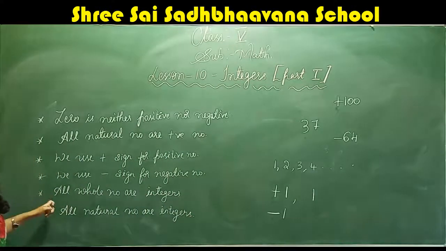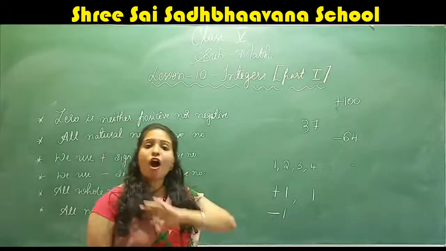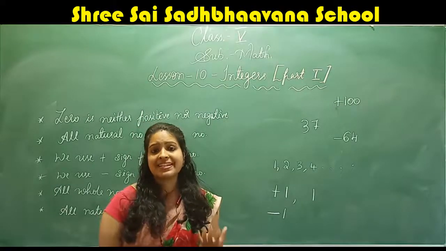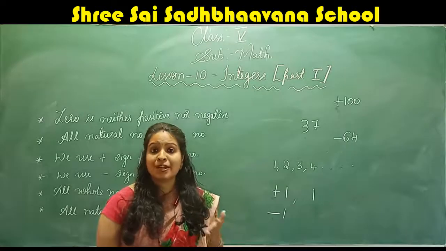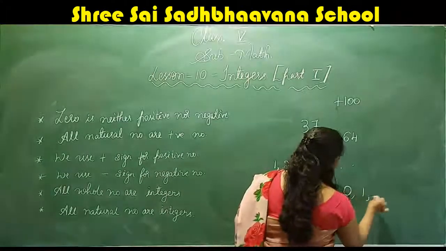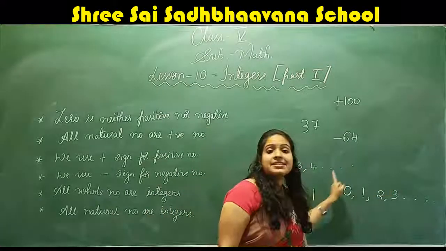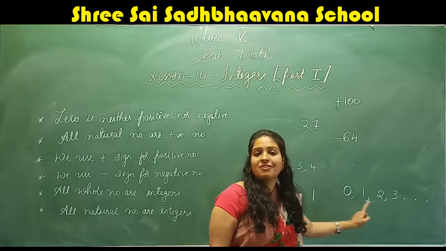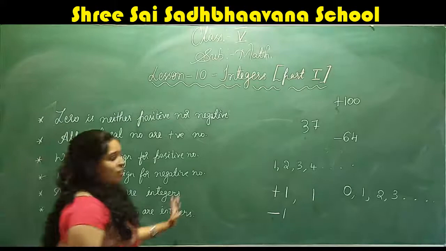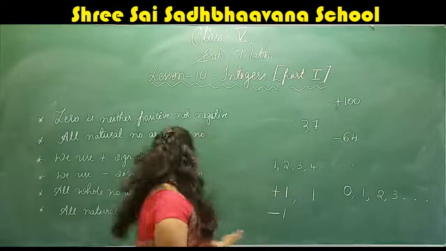Now, coming to the next point. All whole numbers are integers. So here it says that all whole numbers are integers. We know that integers, as the meaning itself says, are a set of whole numbers along with the negative ones. The whole numbers start with 0, 1, 2, 3 and it continues. All this is called whole numbers, and the whole numbers are always non-negative numbers. That is what it says here: all whole numbers are integers.